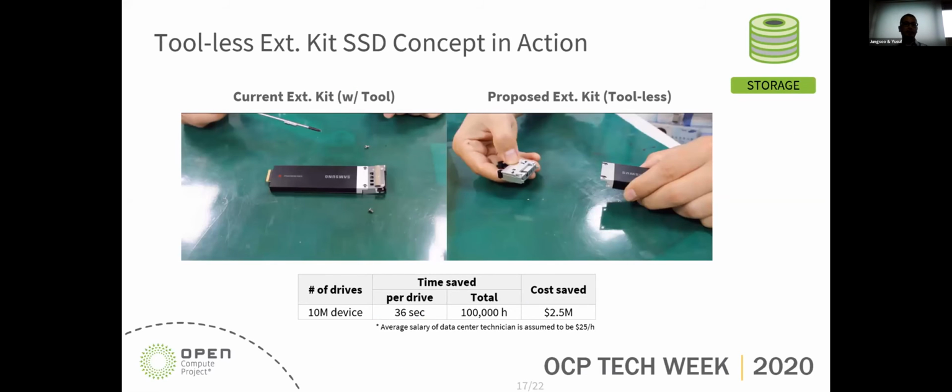I would like to show the efficiency of assembly and disassembly process. The process for current and toolless extension kit can be seen side by side. Let me play this.